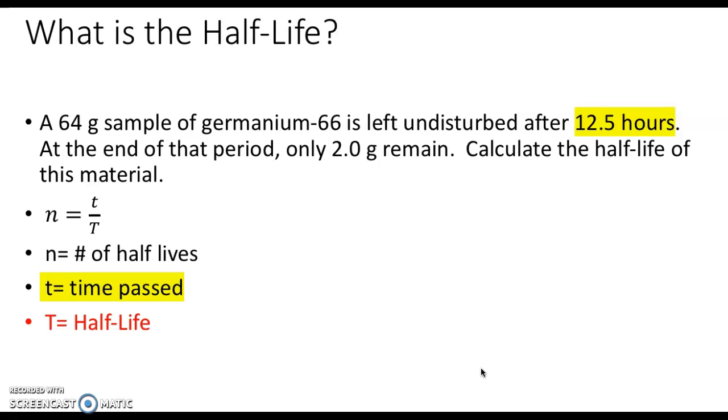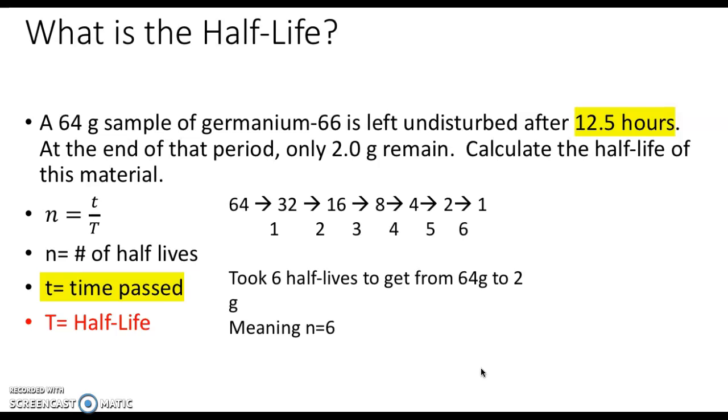Now, they had to give me another piece of variable. They had to either give me n or big T. Now, because I'm calculating for the half-life, I'm not going to get big T. So that means they need to give me n, the number of half-lives. Now, they've given it to you, but they've given it to you in a sneaky manner. And this is the manner. They're telling you what you're starting with, which is 64 grams, and they're telling you what you're ending with, which is 2.0 grams. So we need to find out how many half-lives have passed from 64 to 2.0.